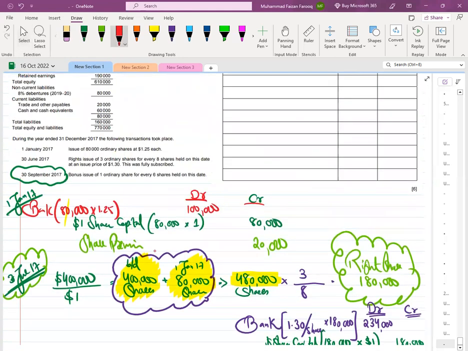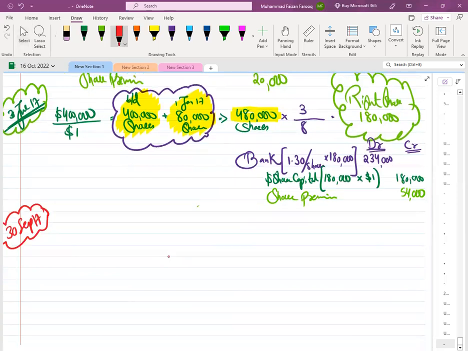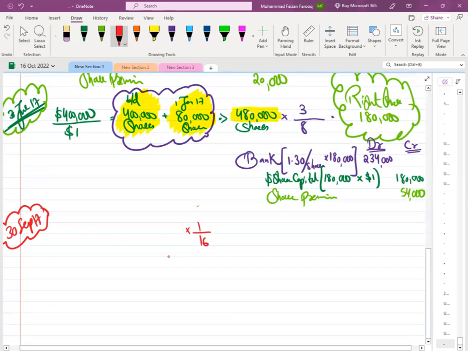30th September, what is happening? Bonus issue of one ordinary share for every six shares held on this date. Meaning those who have 6 shares will get 1 share in bonus. Am I right? Yes. We know the fraction will be 1 divided by 6. Now this fraction we know is 1 by 6. This is fine. But this fraction needs to be applied on something, no? Yes.